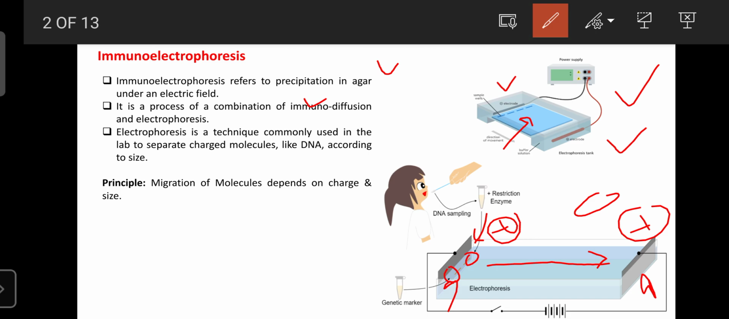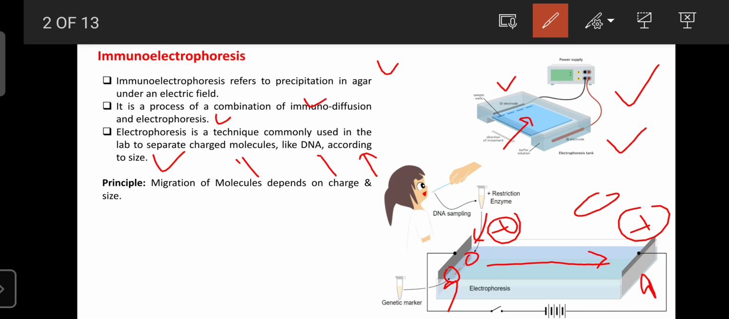With the help of electrophoresis, that's why immunoelectrophoresis is the combination of immunodiffusion as well as electrophoresis. Electrophoresis is a technique commonly used to separate charged molecules like DNA, and it is also helpful to separate molecules according to their size. According to their size, those molecules can be migrated.